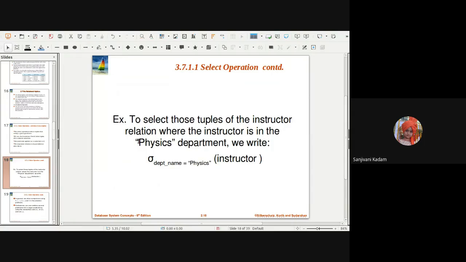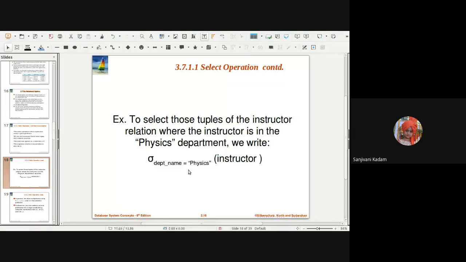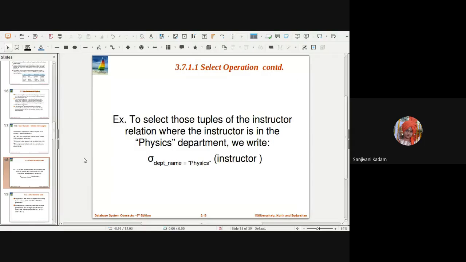The predicate says that we should have the physics department. So the sigma symbol, the select symbol, and next, department name equal to physics. This is the condition which we want to apply. After sigma, we pass instructor as the relation name in the parentheses. So this is how we write the query.